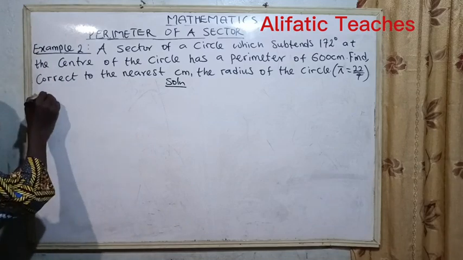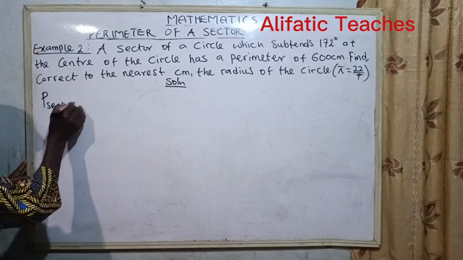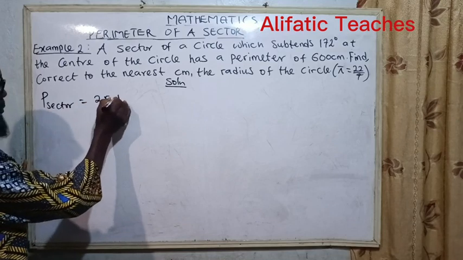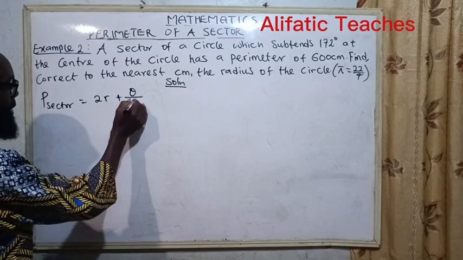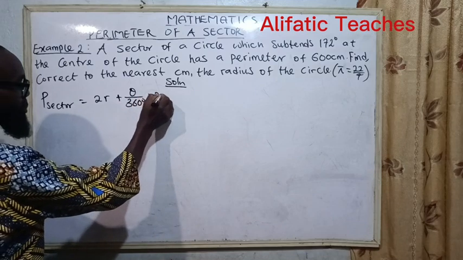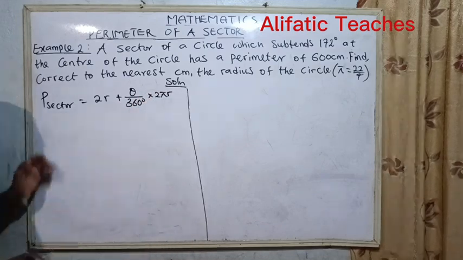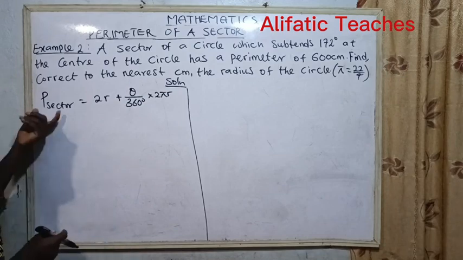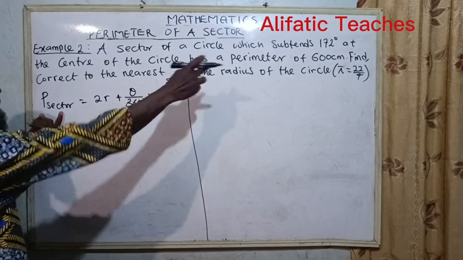And the perimeter of a sector is given as 2r plus theta over 360 degrees times 2 pi r. From this information, we are given this perimeter of a sector to be 600 centimeters.